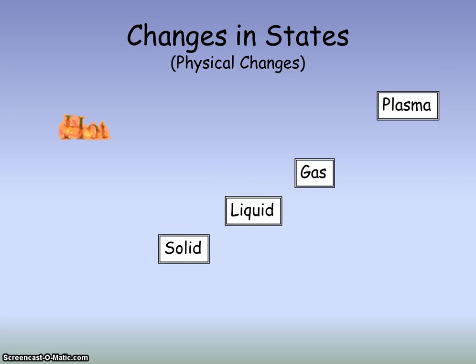Add even more energy to any gas, and you get a plasma. Moving so fast, the electrons break loose. Okay, so no more heat. We're already at plasma. Now let's start taking away energy. Taking away energy, right? Take away energy from a plasma, it changes back to a gas. You take away energy from a gas, it turns into a liquid. What is this called? Condensation.